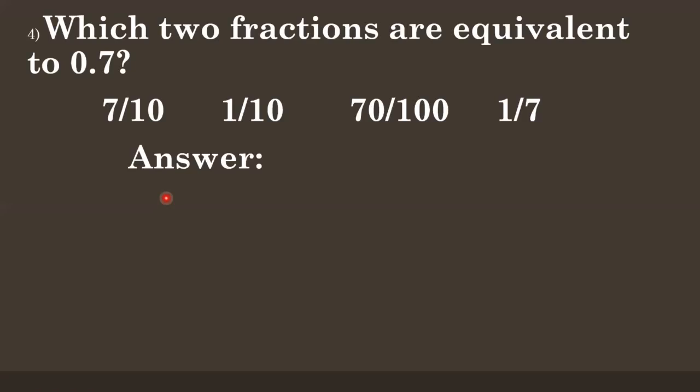But in the question it is mentioned which two fractions, so one more is there. Let's see what it is. What about 1 by 10? 1 by 10 is 0.1, which is not equal to 0.7. Now what about this 70 by 100?